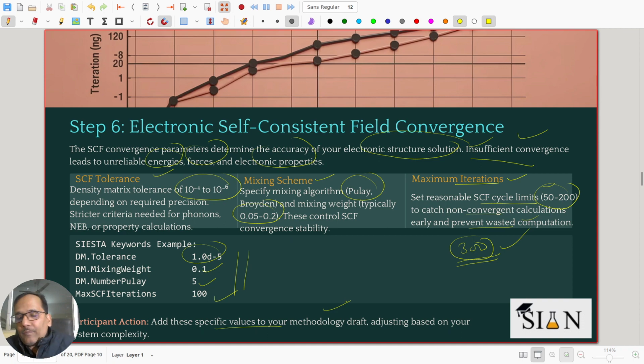If you're writing two different papers with different parameters, then write all these parameters suitable for those systems.